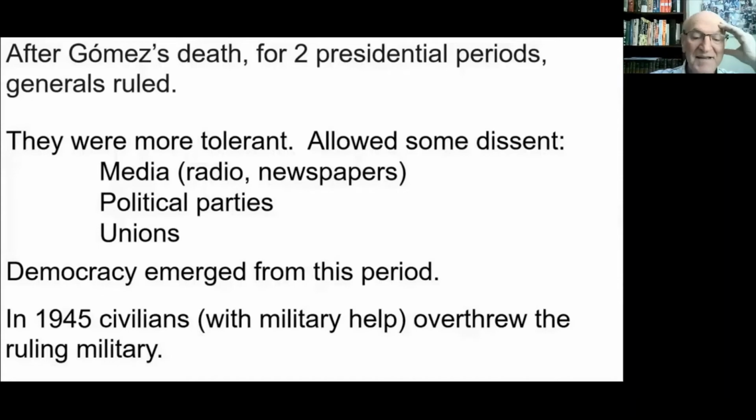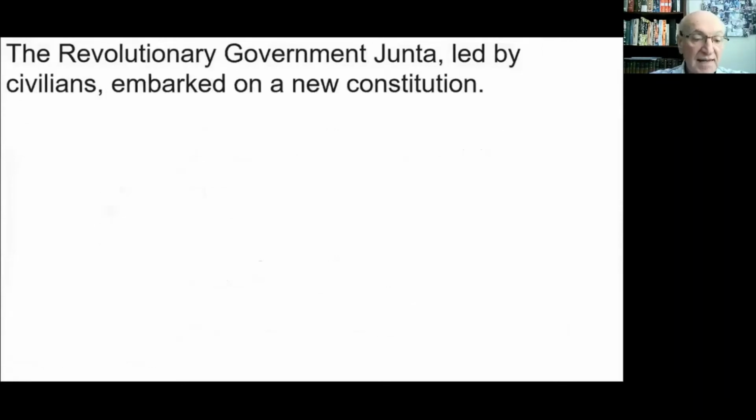Wow. It usually is the other way around. It usually is the military that overthrows civilian governments, but this time it was civilians overthrowing the ruling military. And the reason was that they did not want the country to continue in the same path. They did this coup with the express purpose of writing a new constitution based on democracy. And they lived up to their word.